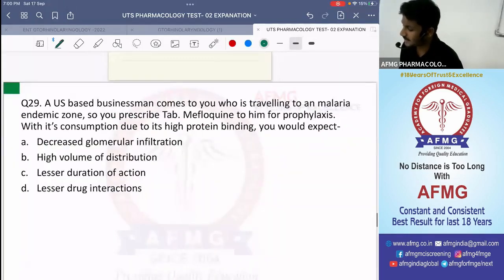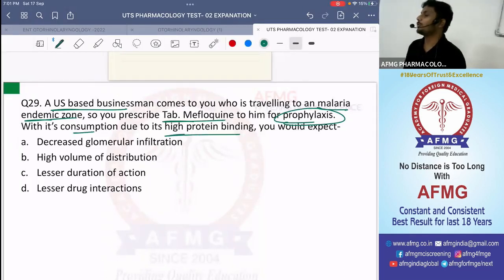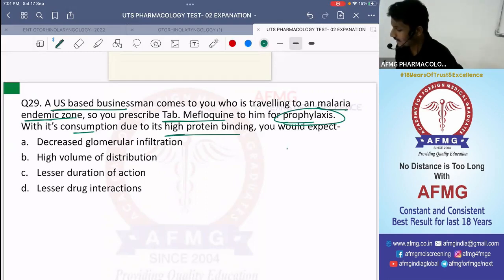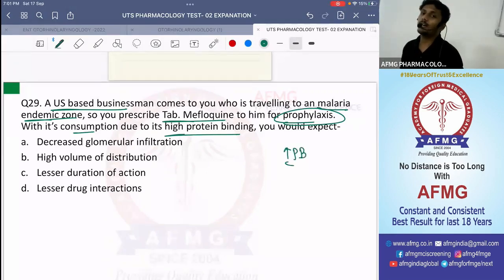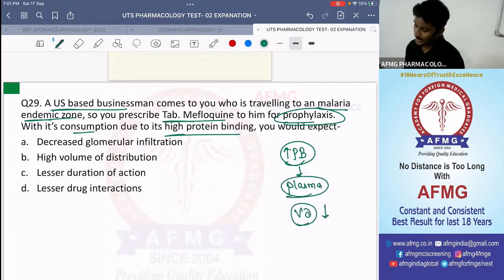A US-based businessman comes to you who is traveling to a malaria endemic zone. So you prescribe tablet mefloquine to him for prophylaxis. Prophylaxis means prevention. With its consumption, due to high protein binding, what would you expect? If some drug has high protein binding, it is bound to the plasma proteins inside the plasma. If the drug has high protein binding, it will remain inside the plasma mainly, and the volume of distribution of this drug would be low.